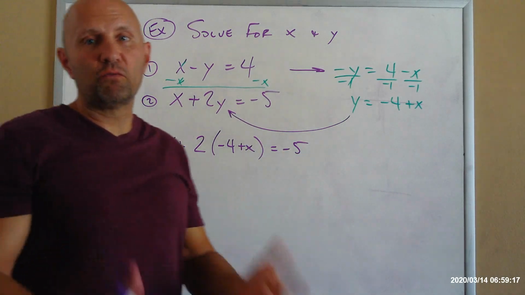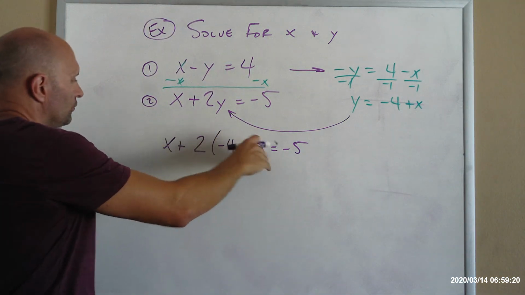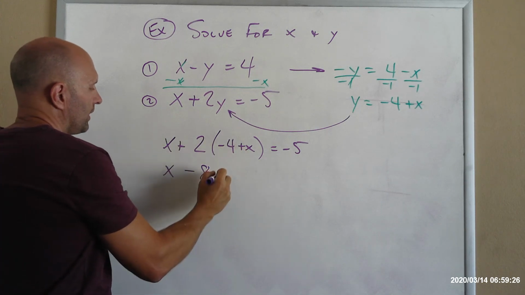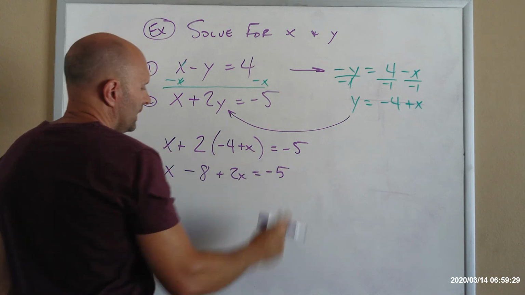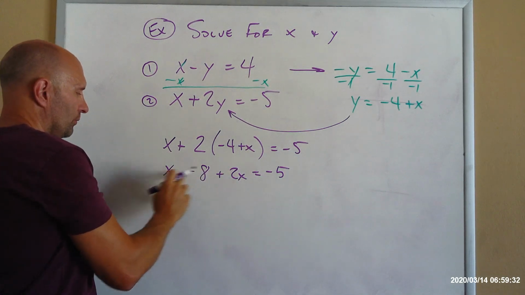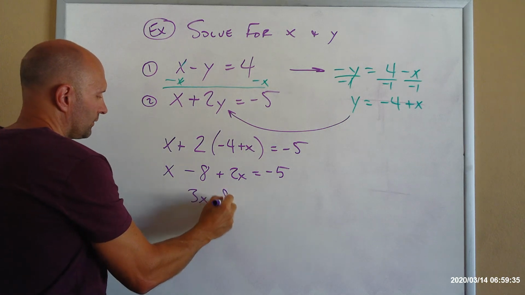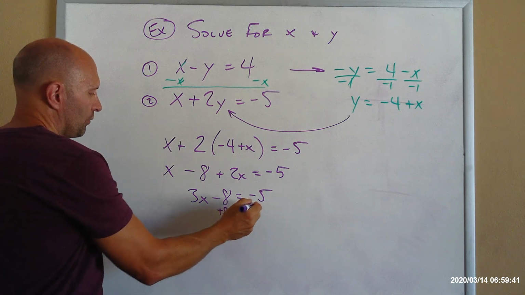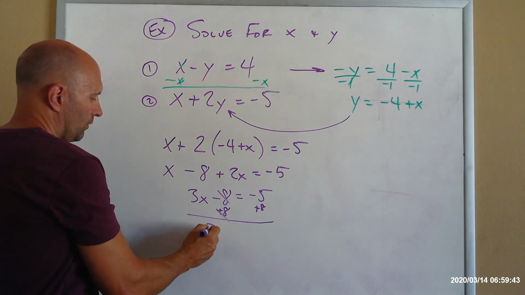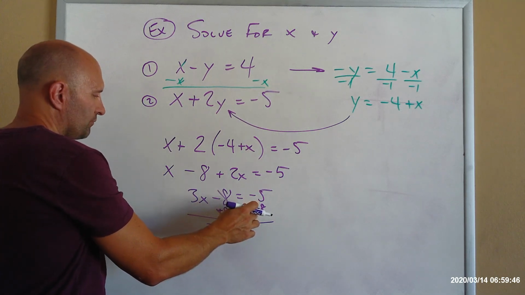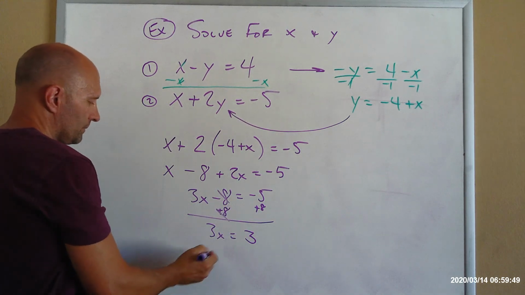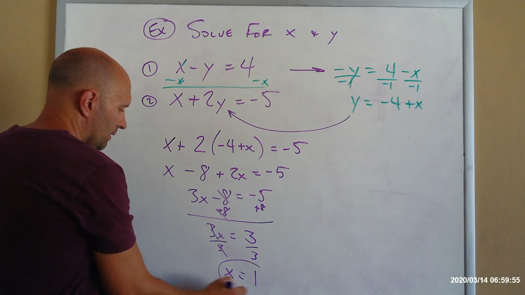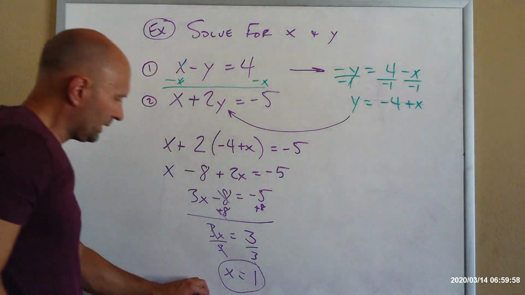Now what do I have? I just have one equation with one unknown. So distribute your 2. 2 times negative 4 is negative 8. 2 times x is 2x, is equal to negative 5. Combine our like terms. 1x plus 2x is 3x, minus 8 is negative 5. What do we want to do here? Add 8 to both sides. That way they're gone. We get 3x. Negative 5 plus 8 is a positive 3. Divide everything by 3 to get x by itself. 3 divided by 3 is 1. So we get x equals 1.